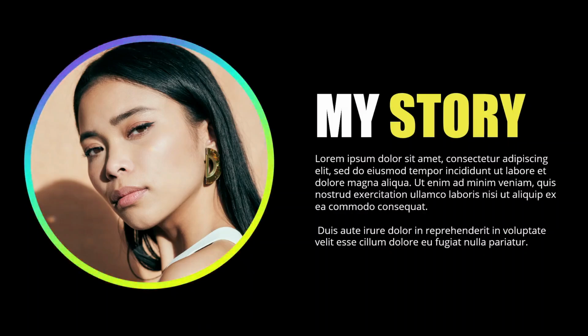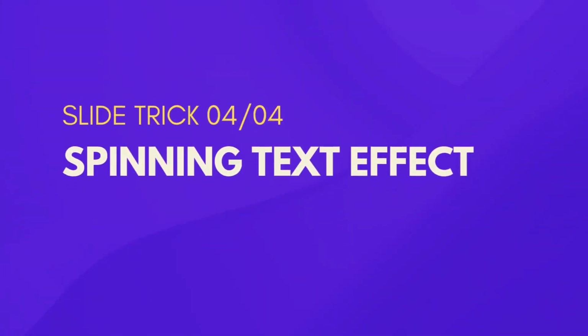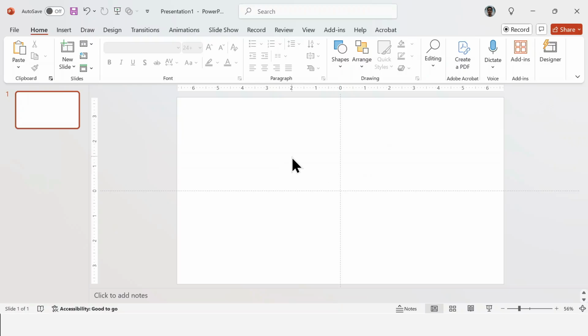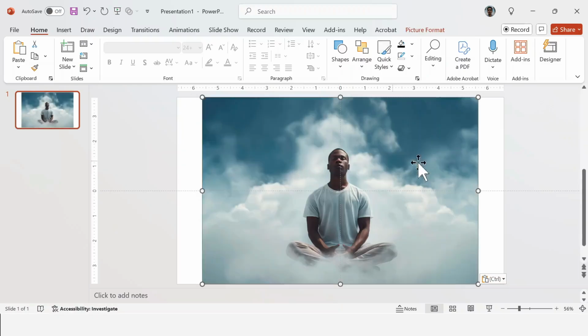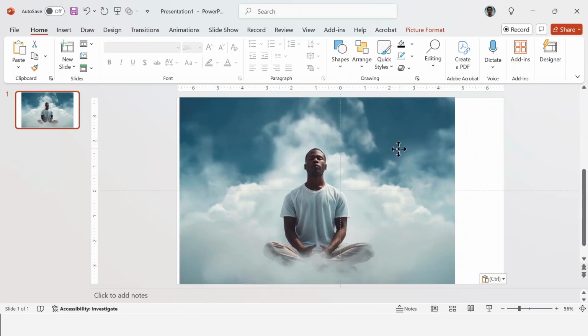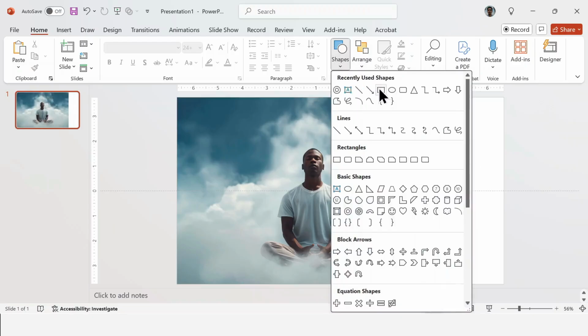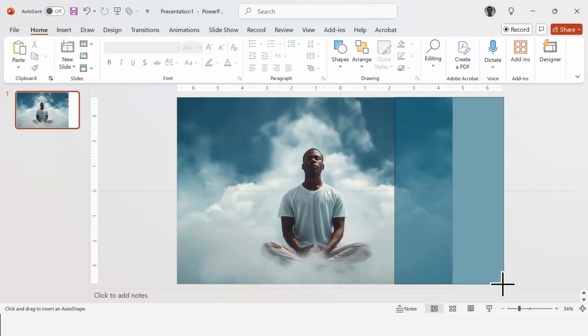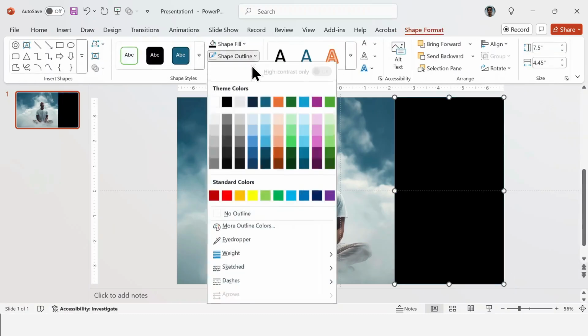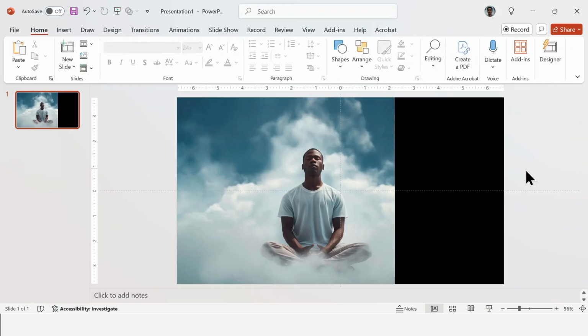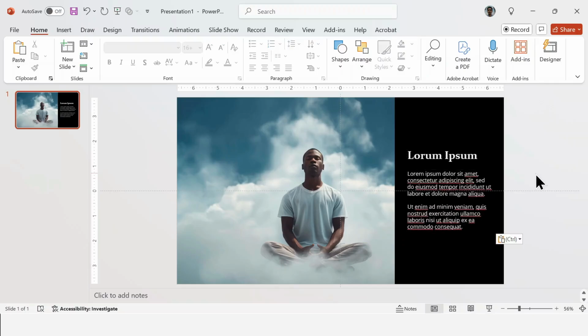Now it's time for slide 4. For this PowerPoint trick, I'm going to start by inserting an image. There we go. Now I'll position it to the left like this. On the right-hand side, I'm going to insert a black rectangle. Next, I'm adding some text on the white background. Feel free to design your slide however you'd like. The main trick I'll be showing you is how to add a spin animation to text.